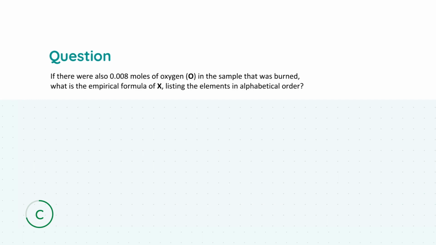Just before we finish up question 10 part C, and question 10 in general, we have one final piece of the puzzle that we have to fill. What we're being told is, if there was 0.08 moles of oxygen in the sample that was burned, what is the empirical formula of X, listing the elements in alphabetical order? It is a bit of a mouthful, but basically we're being asked to find the empirical formula of X and list the elements in alphabetical order. What we've already found in the questions we've already done is the number of moles in each of the constituent elements of this overall formula for X.